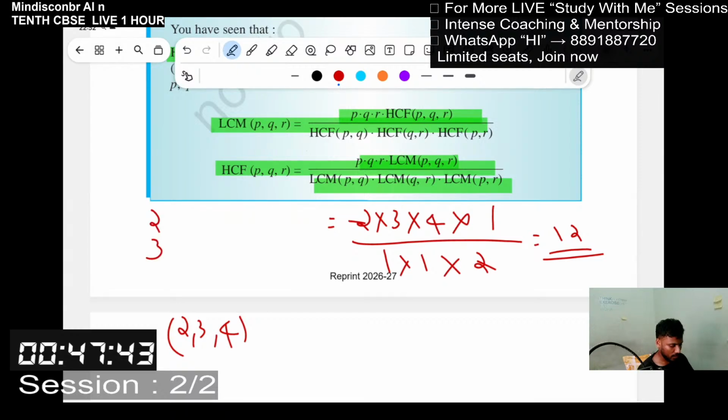2, 3 and 2 square. Here if we get the LCM the normal way, we will get 2 square into 3, that is 4 into 3, 12.